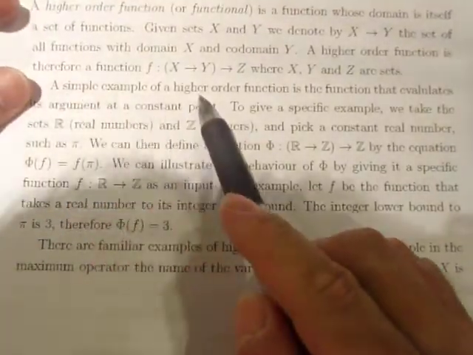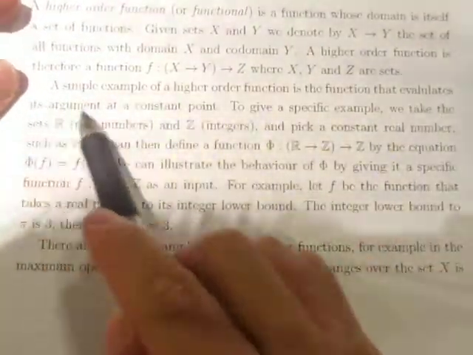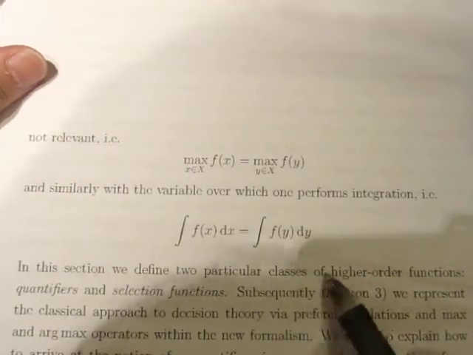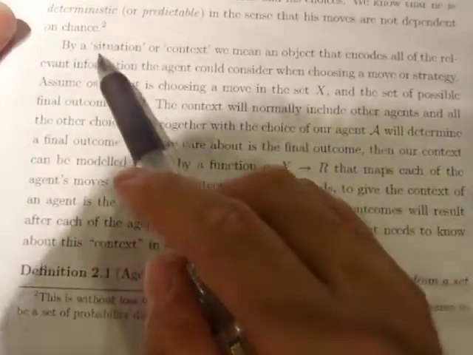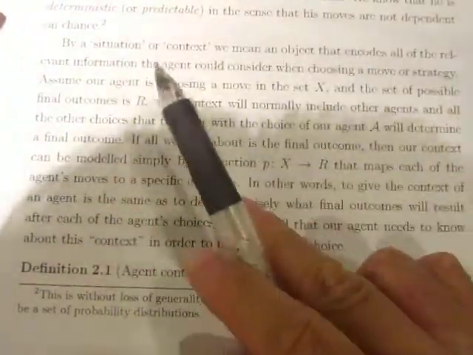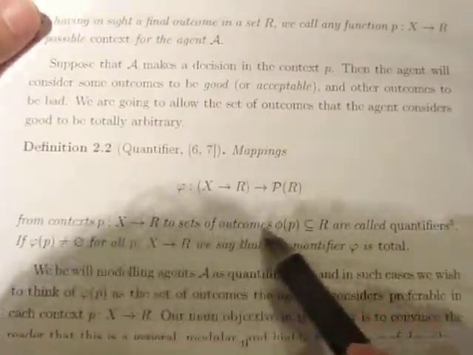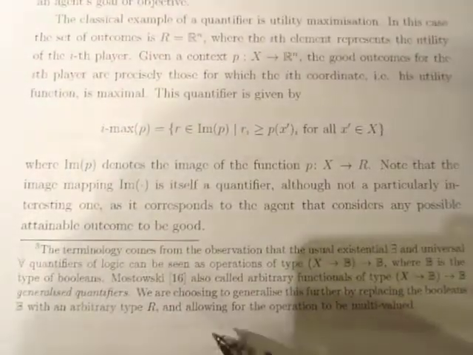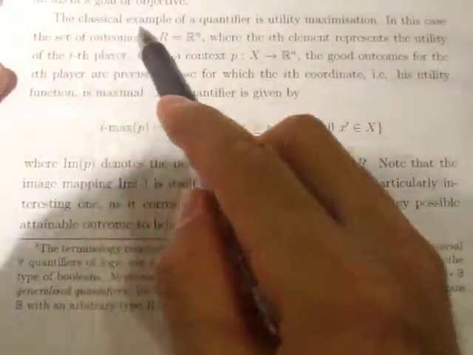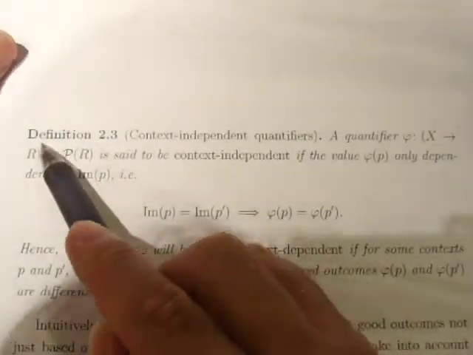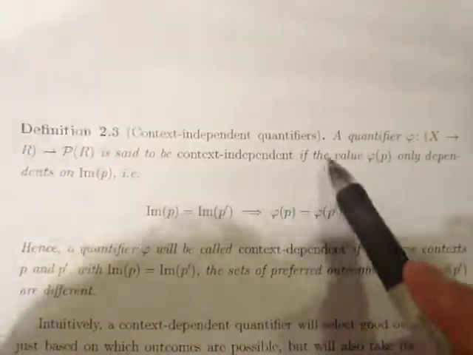A simple example: higher order function that calculate the element points. Section define particular class higher order function. By section context, we may objective context real information content. Definition content map conception of the resolution total. The classical example quantity unified maximization. Definition important quantity context map.